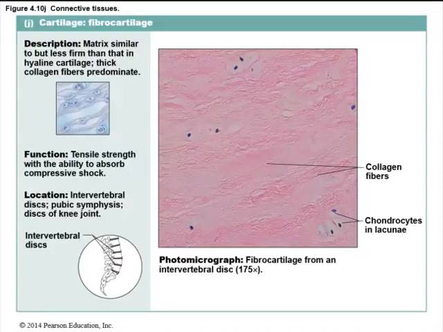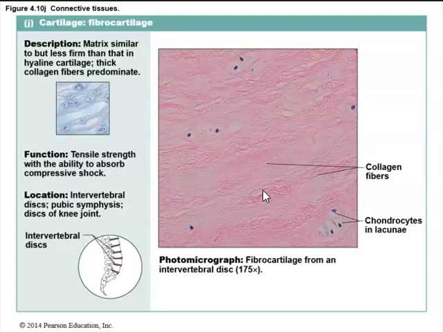So here we see a picture of the fibrocartilage. We can see these collagen fibers within the matrix, and we can see chondrocytes in lacuna. In other slides, we'll see rows of chondrocytes that kind of look like stacked coins or columns of stacked coins. That's pretty indicative of the fibrocartilage. So matrix is similar to but less firm than that in hyaline cartilage. There are thick collagen fibers that do predominate.